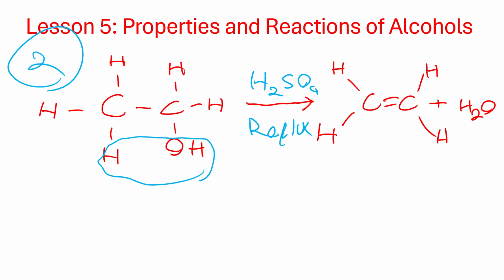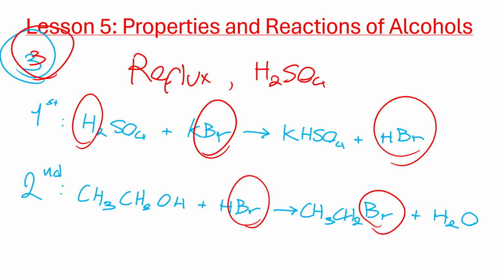The second reaction I want to talk about today is the dehydration or elimination reaction of alcohol. It occurs when an alcohol is heated under reflux with an acid catalyst. This could be either concentrated sulfuric or phosphoric acid. In this reaction, a water molecule is removed from the original alcohol, forming an alkene and water.